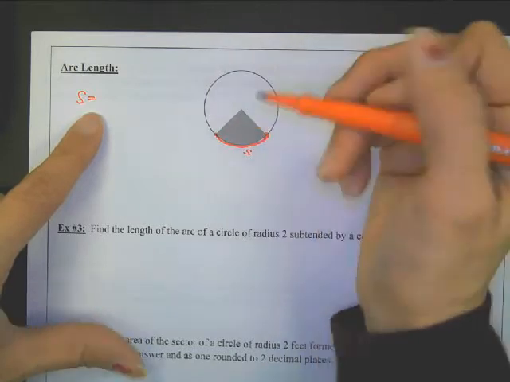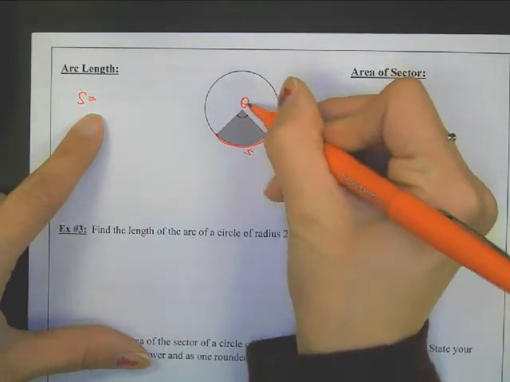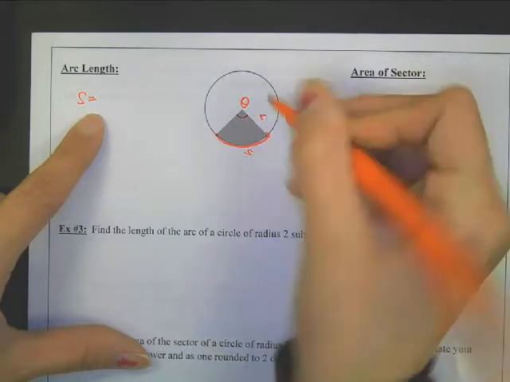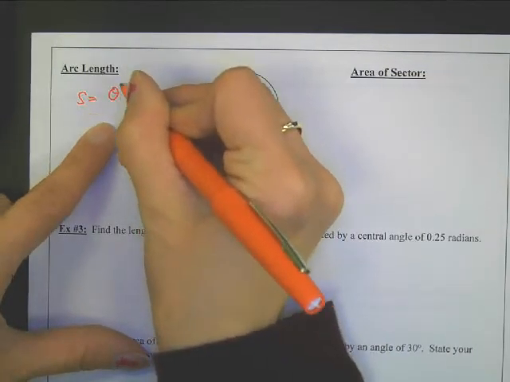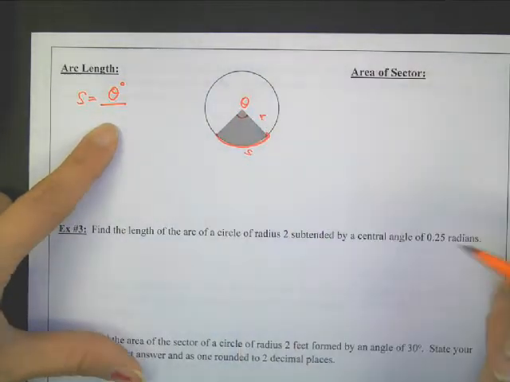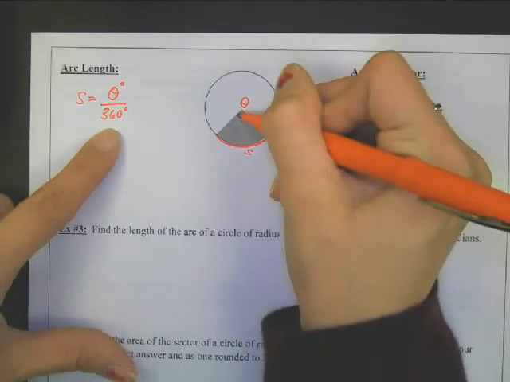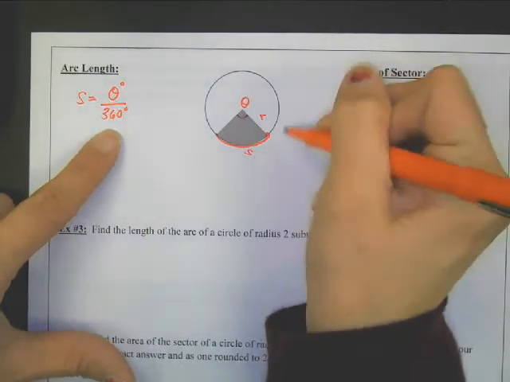Maybe if that angle was 90. So what you're going to do is you're going to say, what is that angle? And you have to know the radius, of course. So you say, how many degrees out of all the degrees? How many degrees are in a circle? 360. So I have theta degrees out of 360.